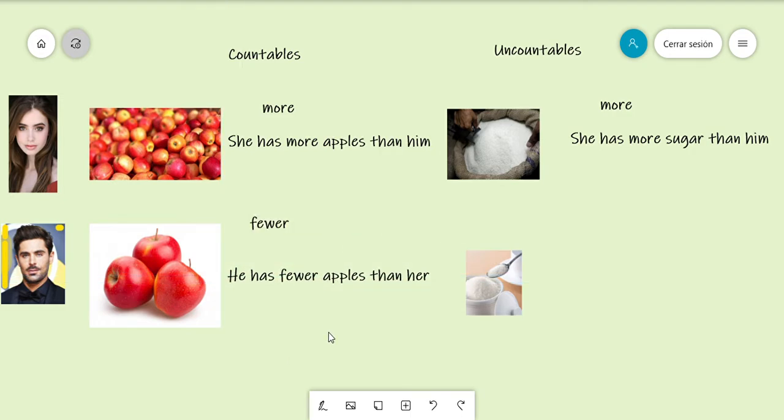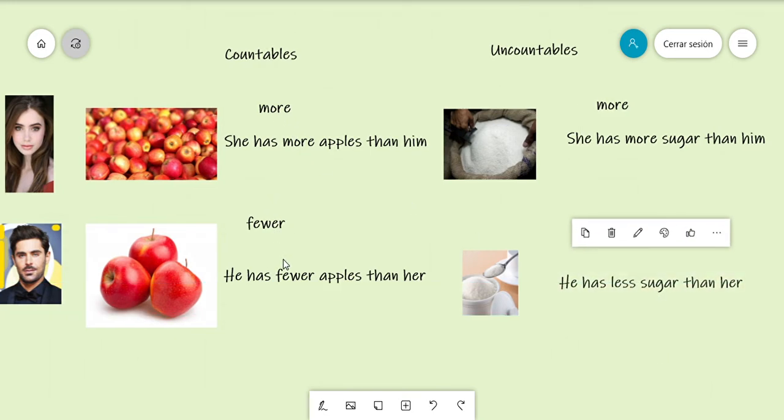Okay, so that is the thing. When you have a countable thing, the word that you have to use is fewer, always fewer. And in the case of uncountable things, you have to use the word less. The example that you have to write in this case is, for example: he has less sugar than her.